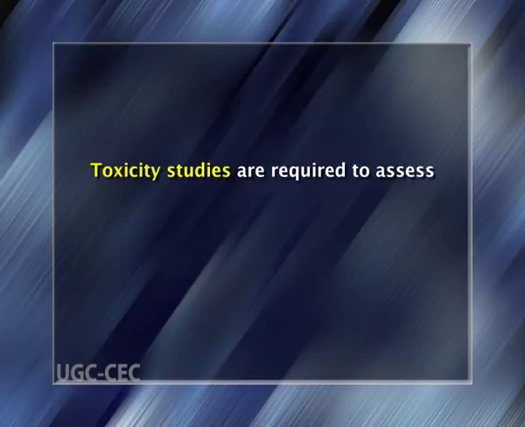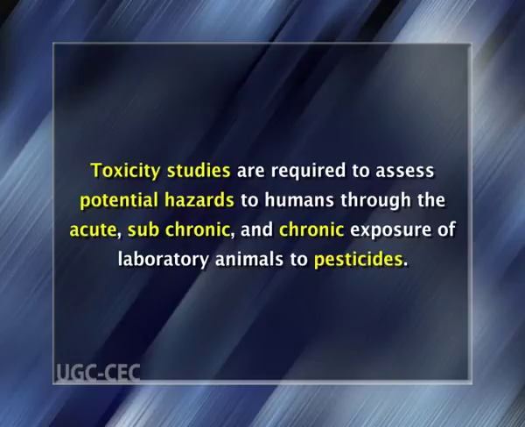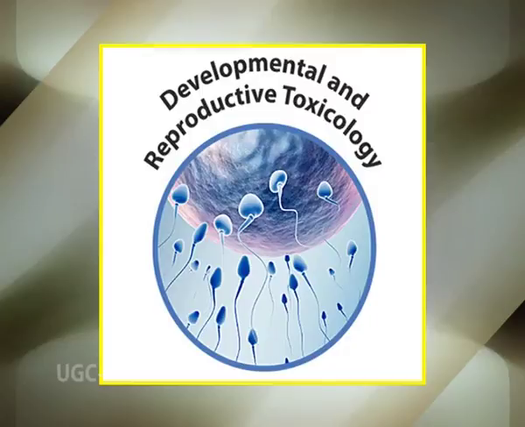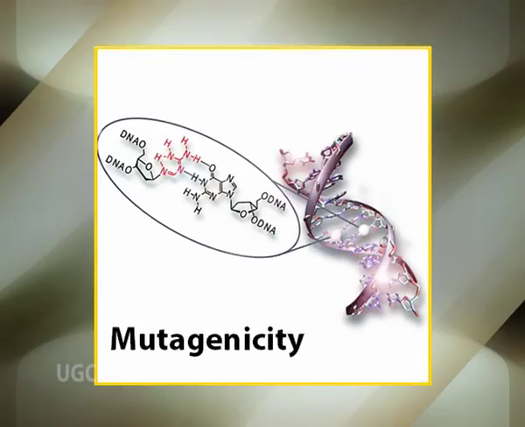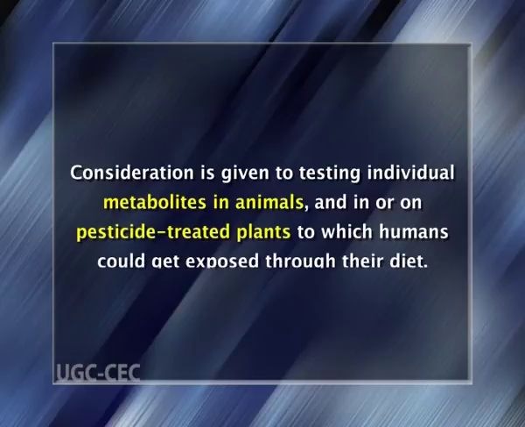Toxicity studies are required to assess potential hazards to humans through the acute, subchronic and chronic exposure of laboratory animals to pesticides. The more specific types of toxicity that are determined include carcinogenicity, developmental and reproductive toxicity, mutagenicity and neurotoxicity. Detailed information on the metabolism or biotransformation of the pesticide is also obtained. Consideration is given to testing individual metabolites in animals and in or on pesticide-treated plants to which humans could get exposed through their diet.